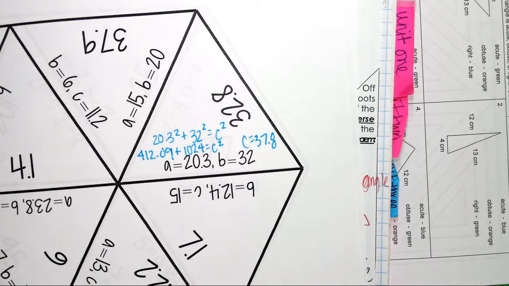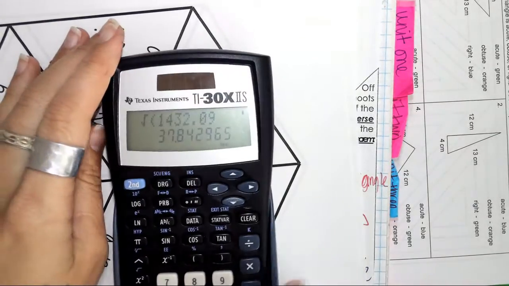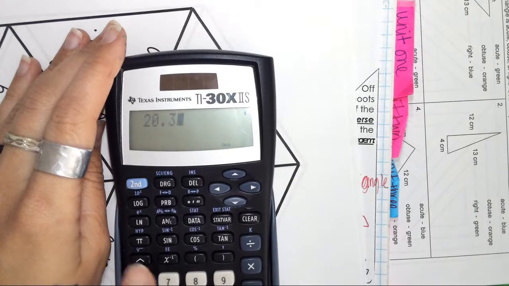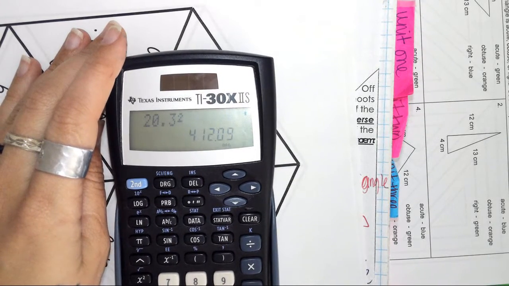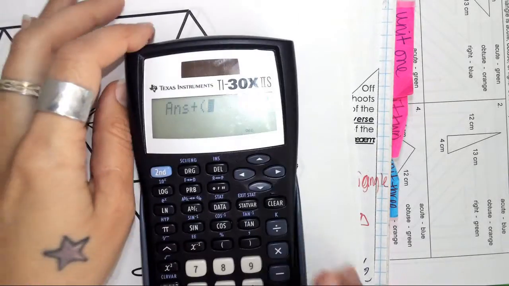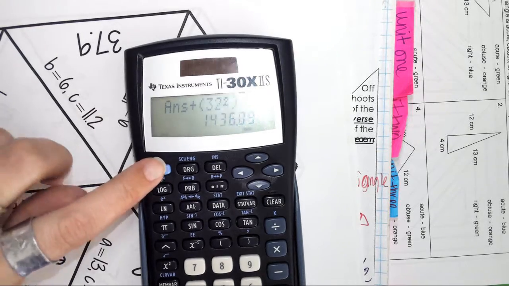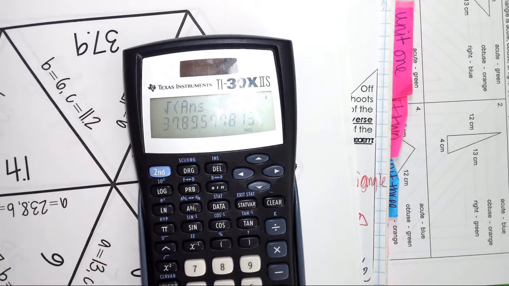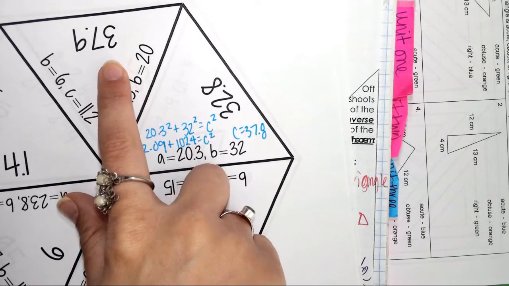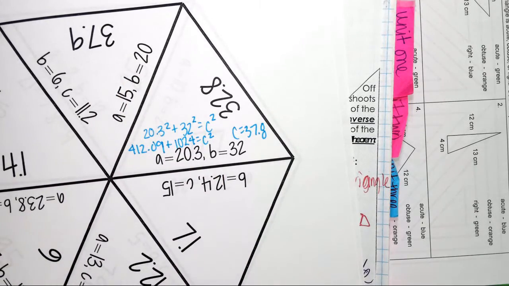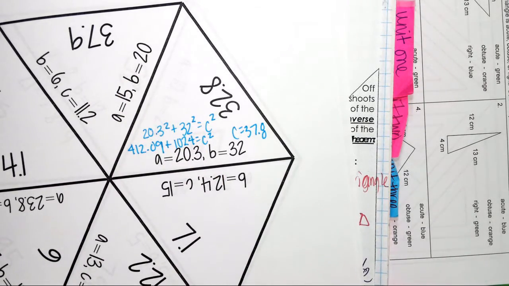Pythagorean theorem. Calculator. All right, I did 20.3 squared, correct? And I got that. And then I added 32 squared to that. Yes? All right, and then I do second square root, second answer. 37.9. I just didn't round properly. The next one is subtract. And then that's it. All right, so work it out. Start cutting. I would suggest you cut before you leave me.